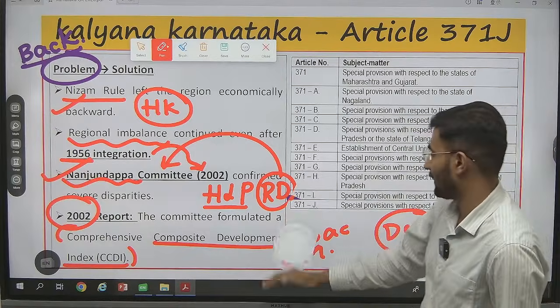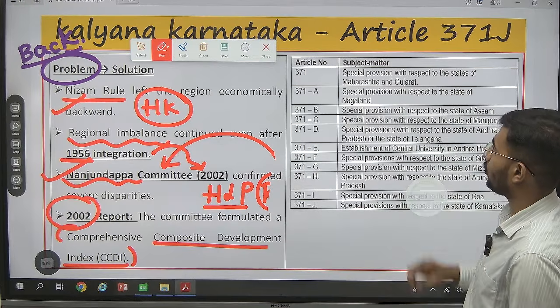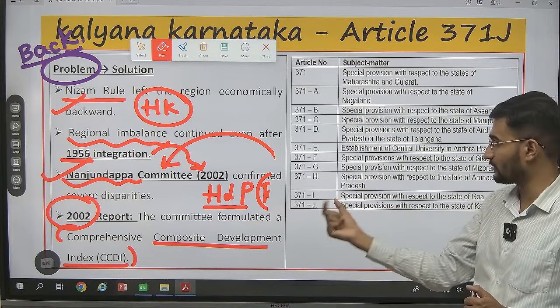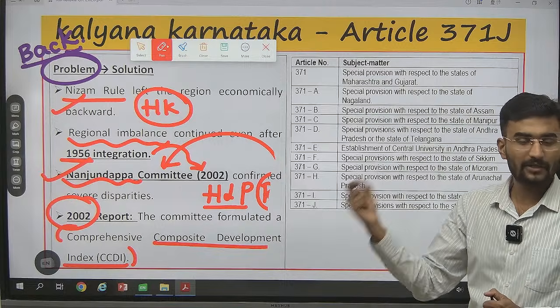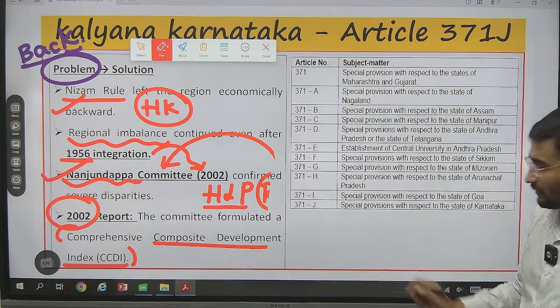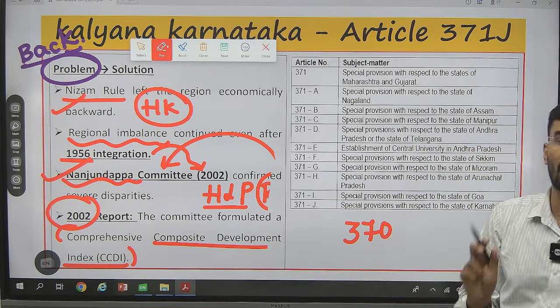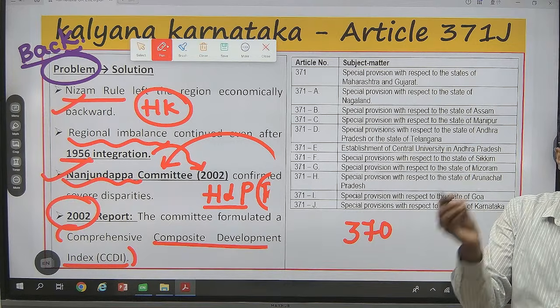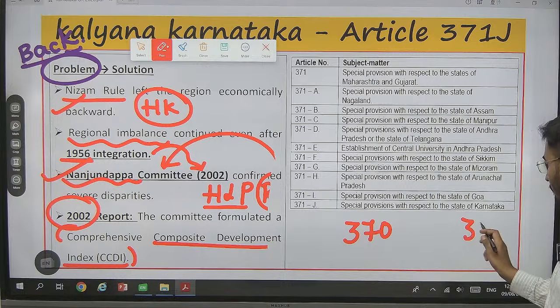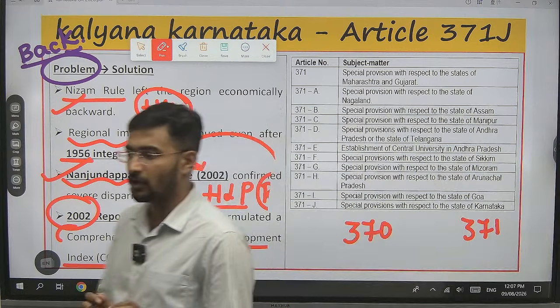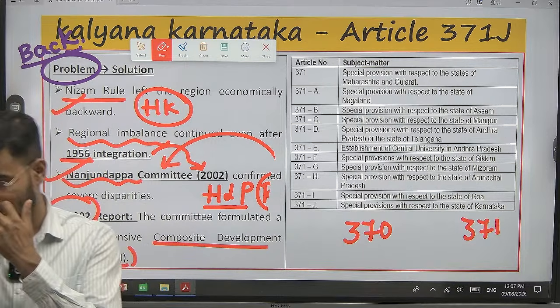Along with that, you need to know about the special powers given to different regions, along with 371J. Which articles are the special powers? We have two important ones: Article 370, and which one? Article 371. What does Article 370 talk about, and what does Article 371 talk about?